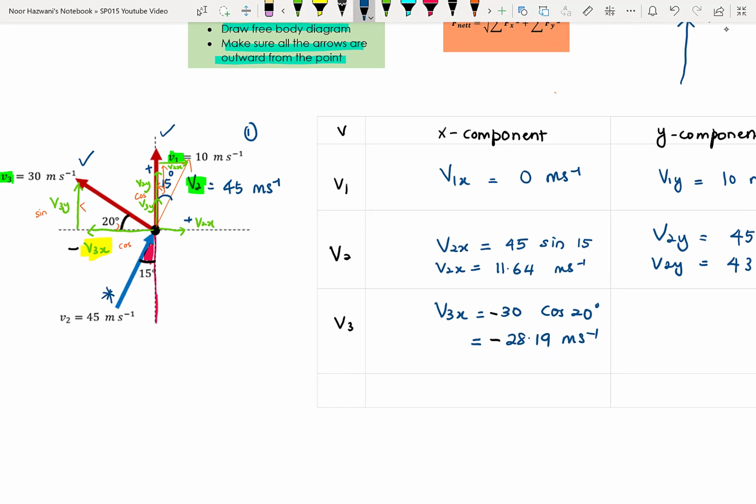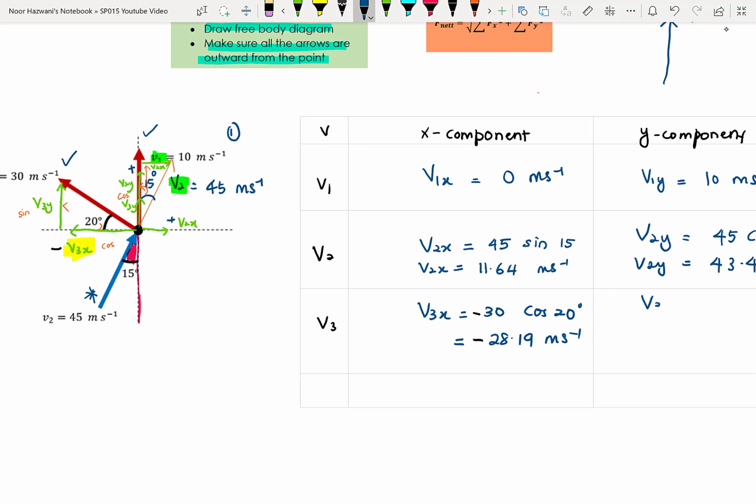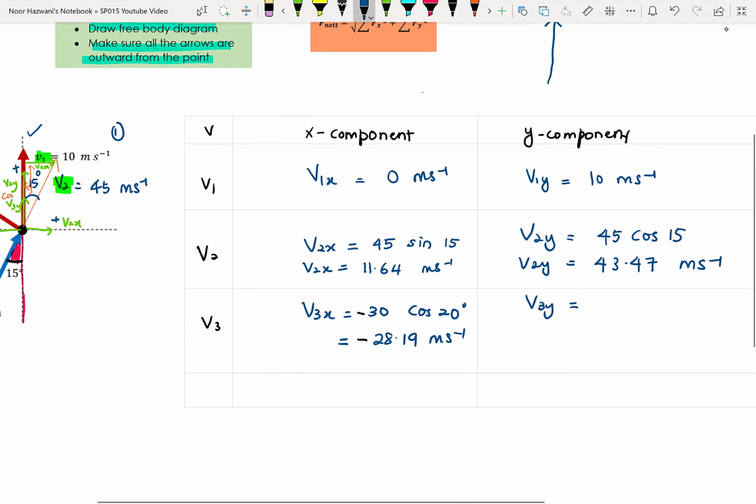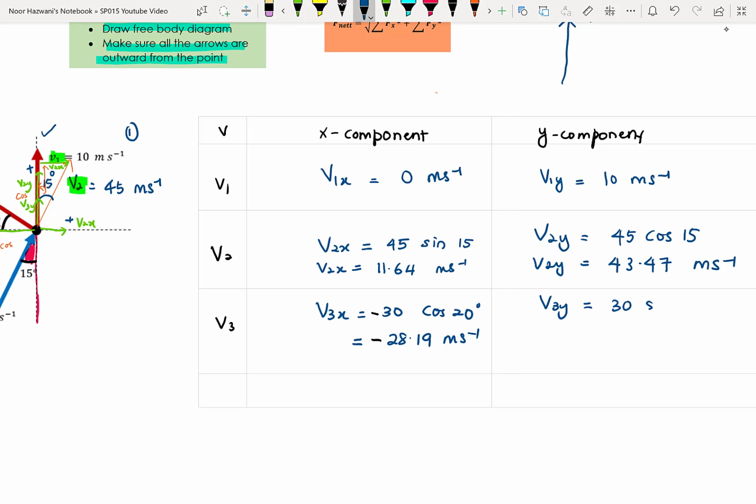And then, for the V3Y, so, satu dah guna cos, satu lagi guna sin lah. 30 sin 20, which is V3Y kita akan sama dengan 10.29 meter per second. Okay.